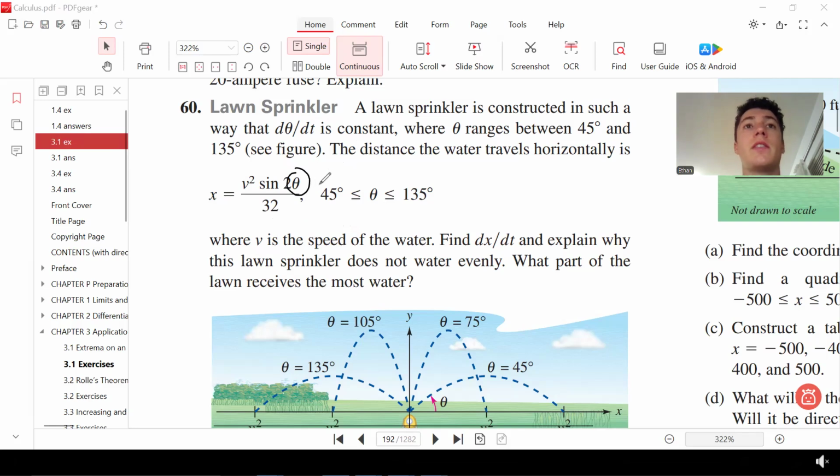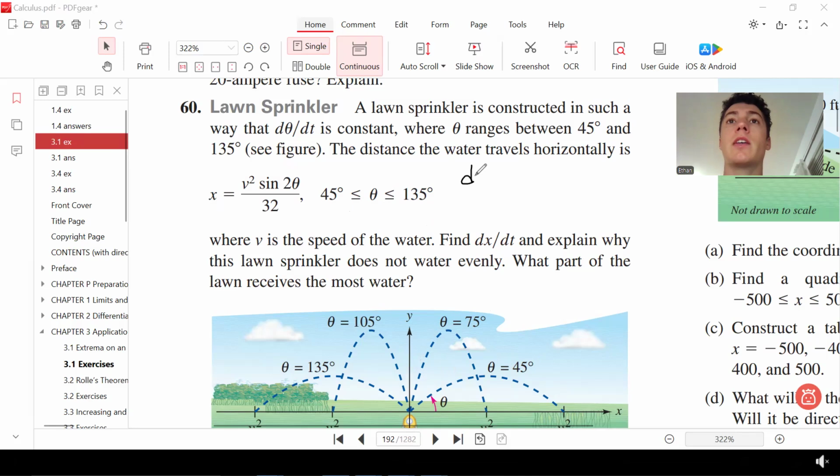Now, theta is also changing, because at one time we're at 45 degrees and at another time we're at 90 degrees, and the sprinkler is actually oscillating. So theta is changing over time, which means when we take this derivative, we do have to use the chain rule for theta, but not for v.